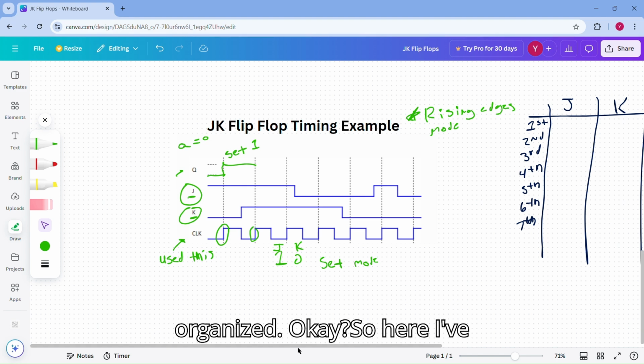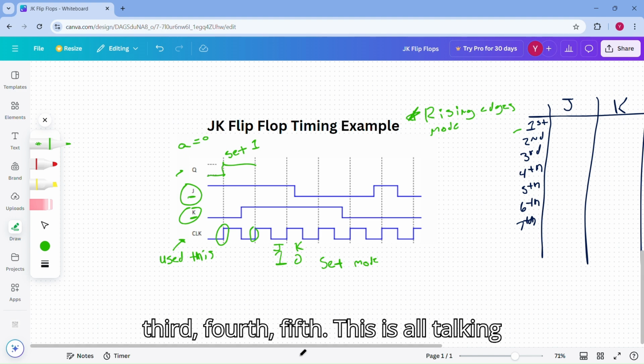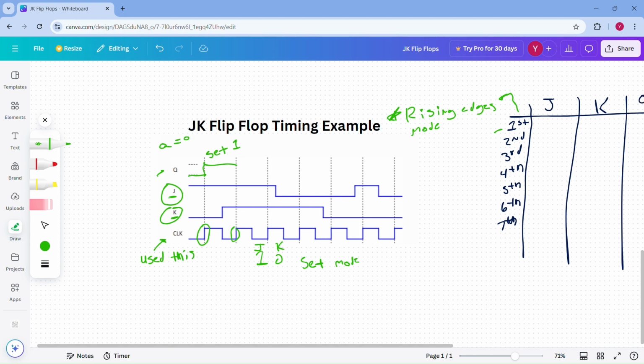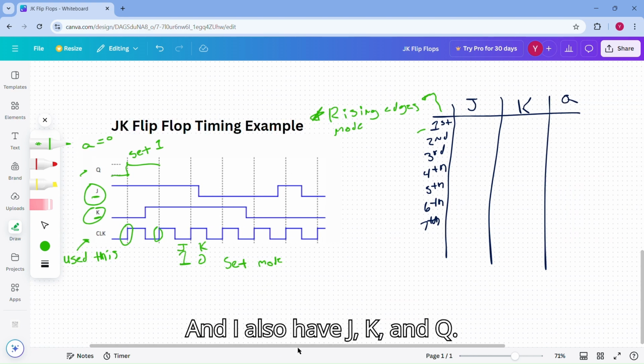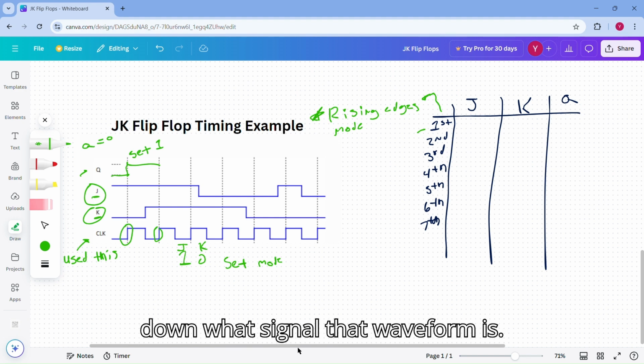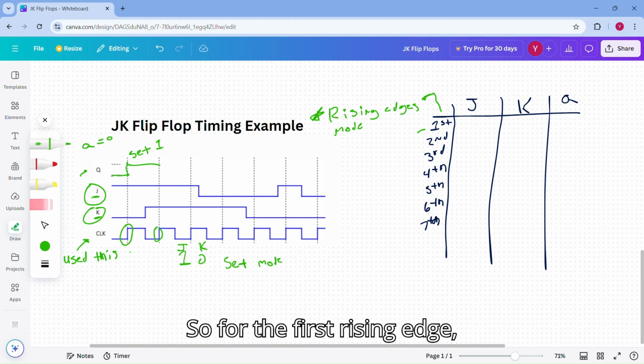Okay? So here I've already drawn first, second, third, fourth, fifth. This is all talking about the rising edges in our clock signal. Okay? And I also have J, K, and Q. So I'm going to go ahead and start by just looking at my inputs and writing down what signal that waveform is. So for the first rising edge, my J is a 1. Second, it's still a 1.